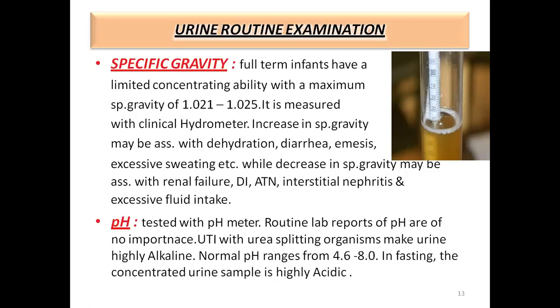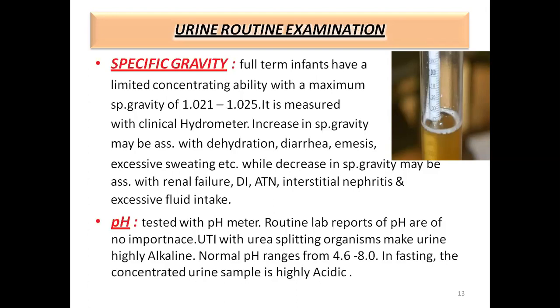pH. pH is tested with a pH meter. Routine lab reports of pH are of no importance. UTI with urea splitting organisms makes urine highly alkaline. Normal pH ranges from 4.6 to 8. In fasting, the concentrated urine sample is highly acidic.